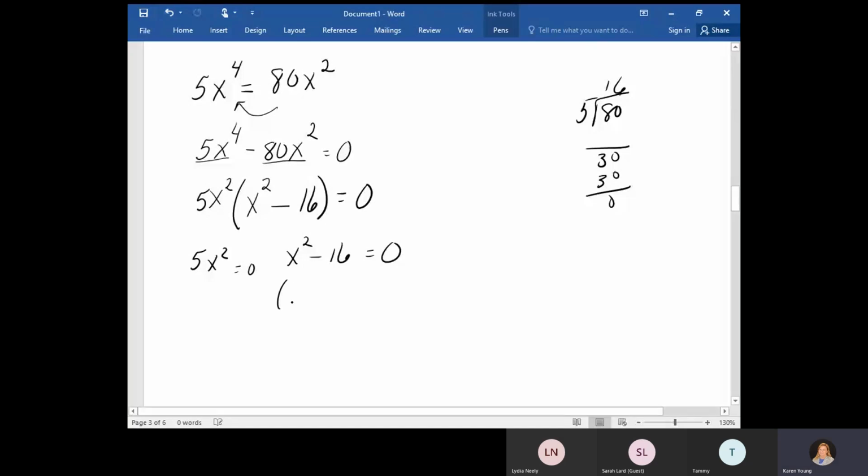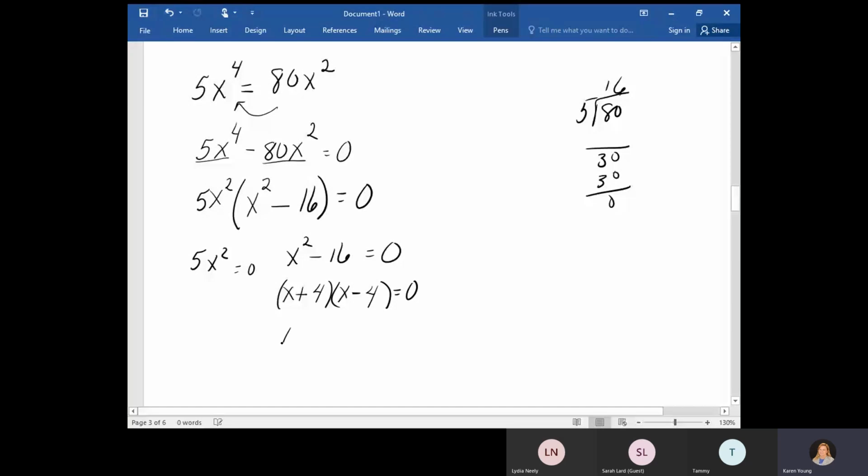To do the difference of two squares, I take the square root of the first term, which is x. So x and x. Then it's minus, and it always has to be minus in order for this to work. So one factor is plus, one factor is minus. Then I take the square root of 16, which is 4. So that's my second term. So x plus 4, x minus 4 equals 0.